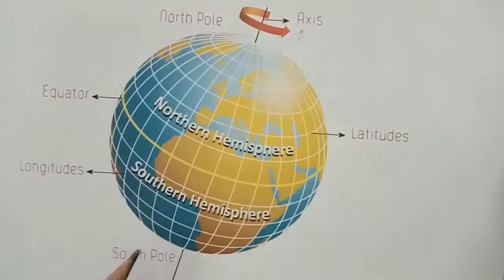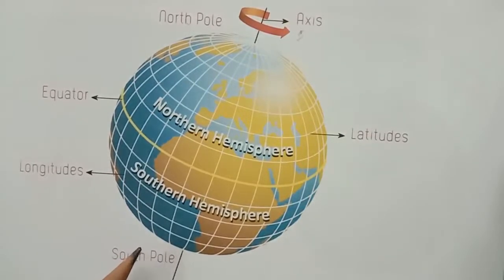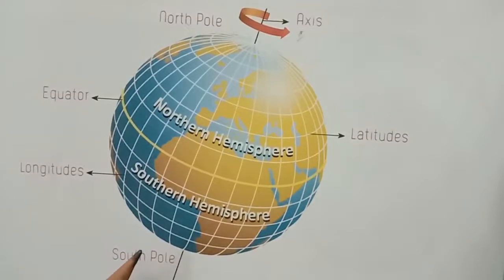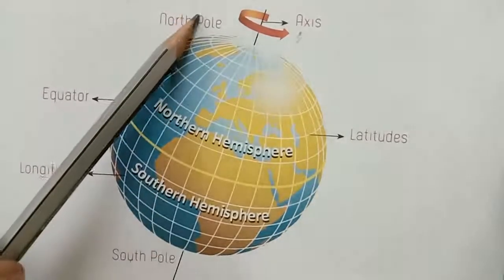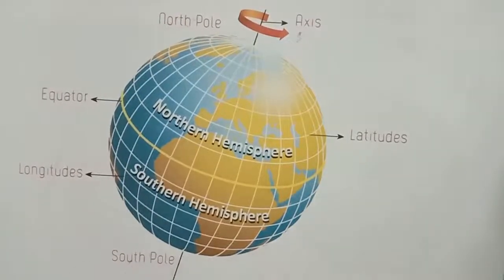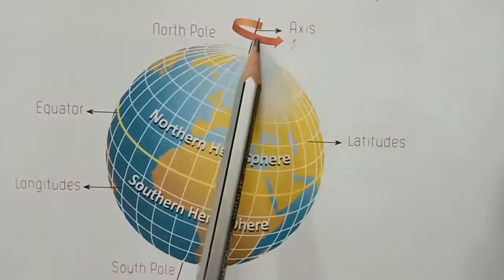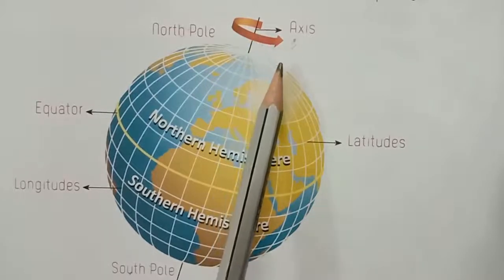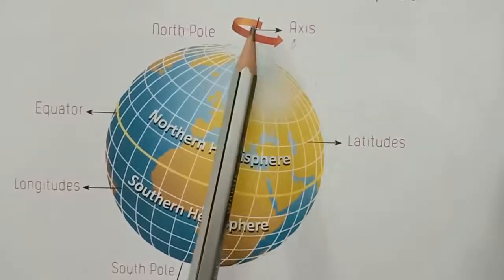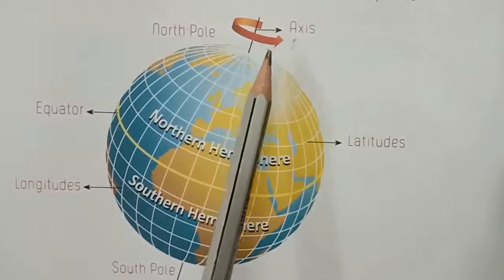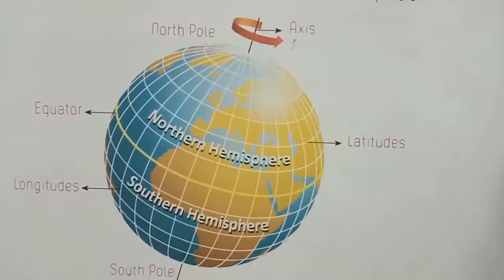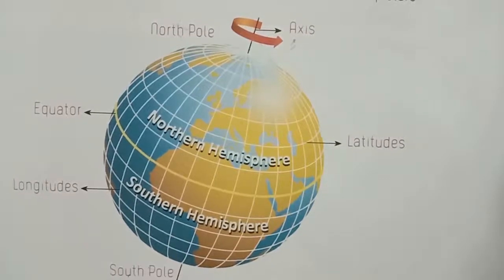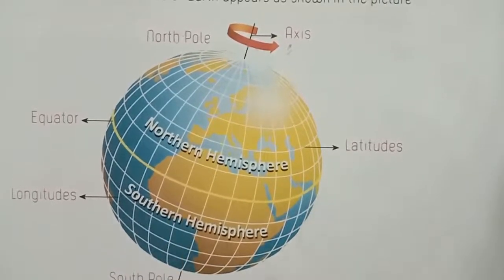North Pole and South Pole. Poles are the points of a planet where the axis meets its surface. Our Earth has two poles, North and South poles. Once again repeated, children. Poles are the points of a planet where the axis meets its surface. Our Earth has two poles. How many poles, children? Our Earth has two poles, North and South Pole.